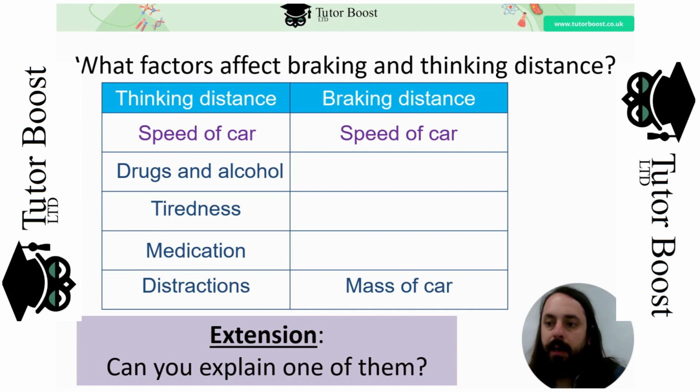Okay, speed of the car will affect the momentum. Remember that momentum is equal to the product of the mass times the velocity, and momentum is also a measurement of how difficult it is to stop the motion of an object. So the more momentum you have, the more difficult it will be for the car to come to a stop. So increasing the speed of the car will both increase thinking distance and braking distance.